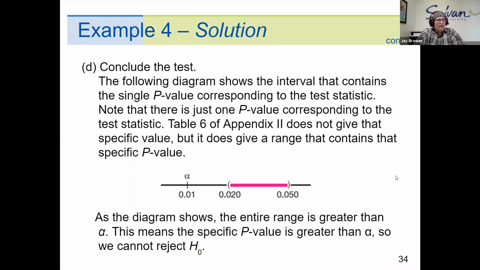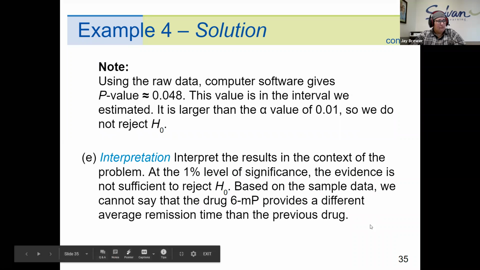Conclude the test. The following diagram shows the interval that contains the single p-value corresponding to the test statistic. Note that there is just one p-value corresponding to the statistic. Table 6 of Appendix 2 does not give that specific value, but it does give a range that contains the value. As the diagram shows, the entire range is greater than alpha, this means that the specific p-value is greater than alpha, so we cannot reject the null hypothesis. If you have to draw that out, go ahead and do it. I don't mind what your work is.